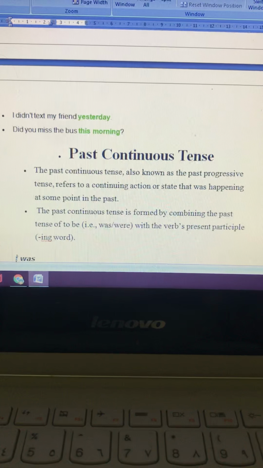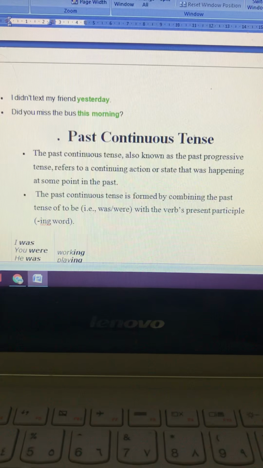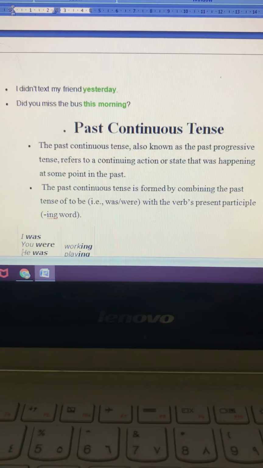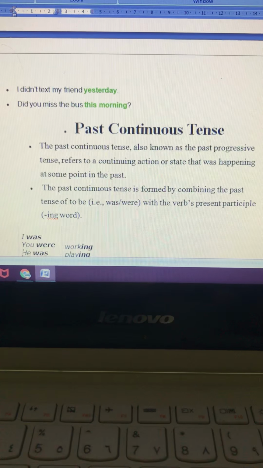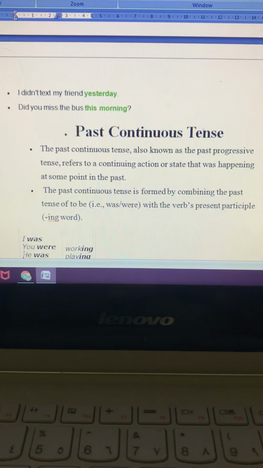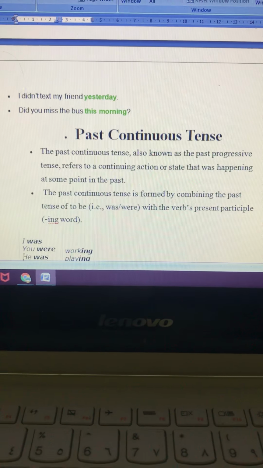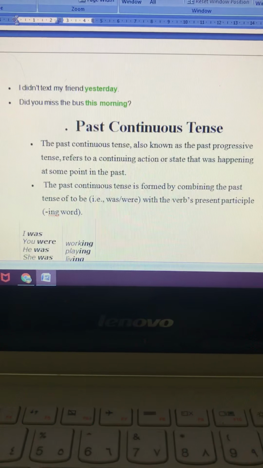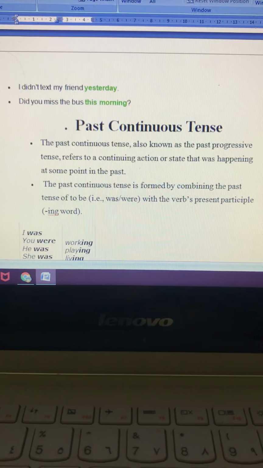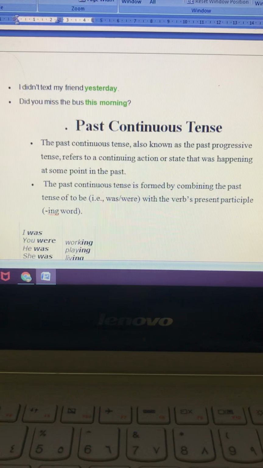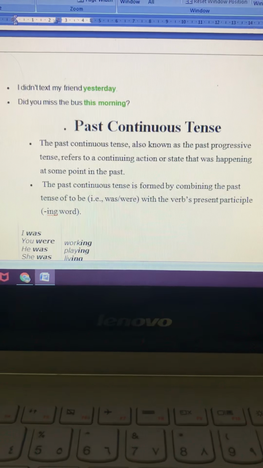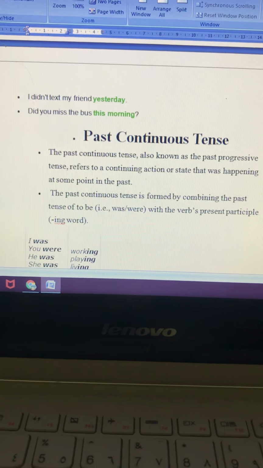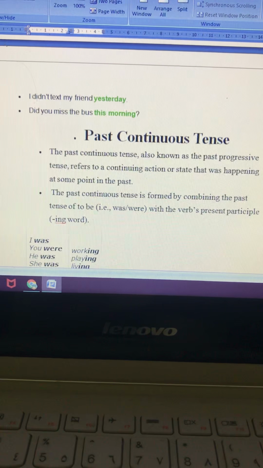Let's move to the past continuous tense. The past continuous tense, also known as the past progressive. So you have the option. You can call it the past continuous or the past progressive. Both are correct. The past continuous refers to a continuing action or step that was happening at some point in the past, which means that in the past there was an action and this action happened for a period of time.